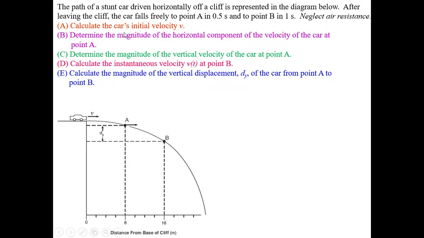Part A wants you to find the car's initial velocity V. So here in the diagram, here's the car and it's initially moving in the horizontal direction. It's going to go off the cliff. So here's V. Okay, so we need to find what that V value is.